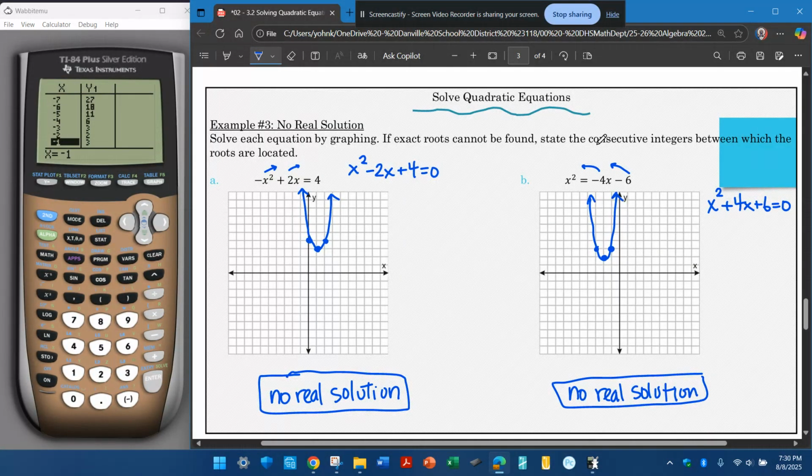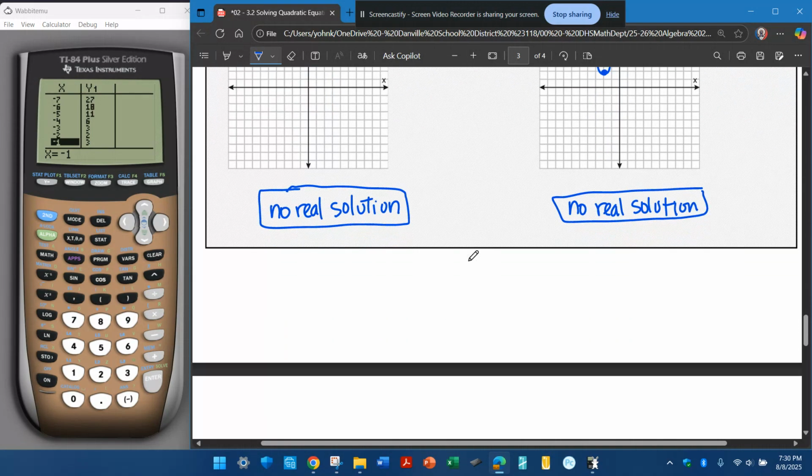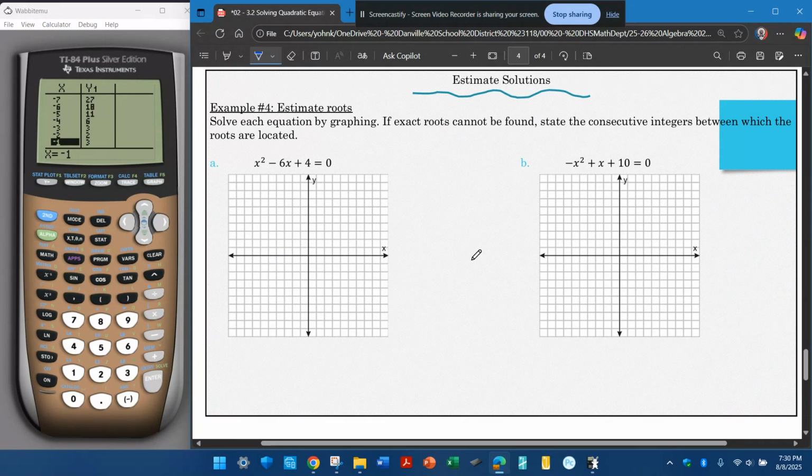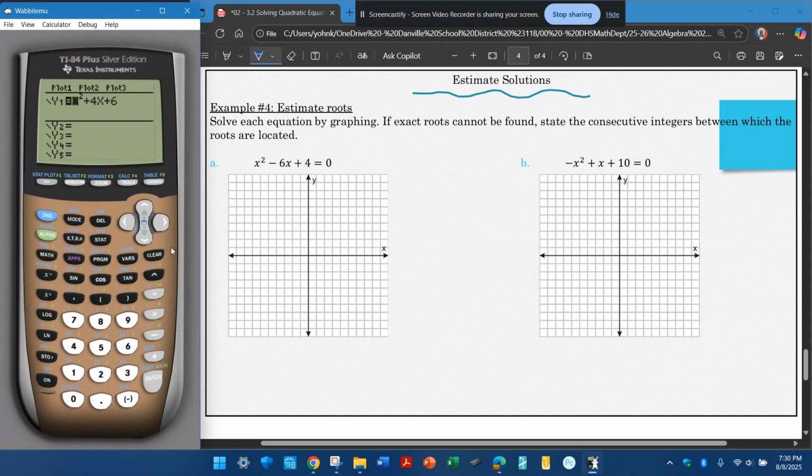Okay, so we've been able to either state exact roots or say that there aren't any. Now let's talk about the second sentence. If exact roots cannot be found, state the consecutive integers between which the roots are located. So first, make sure one side is 0. It is. So we're going to type this into our calculator: x squared minus 6x plus 4. And then I'm going to graph it.